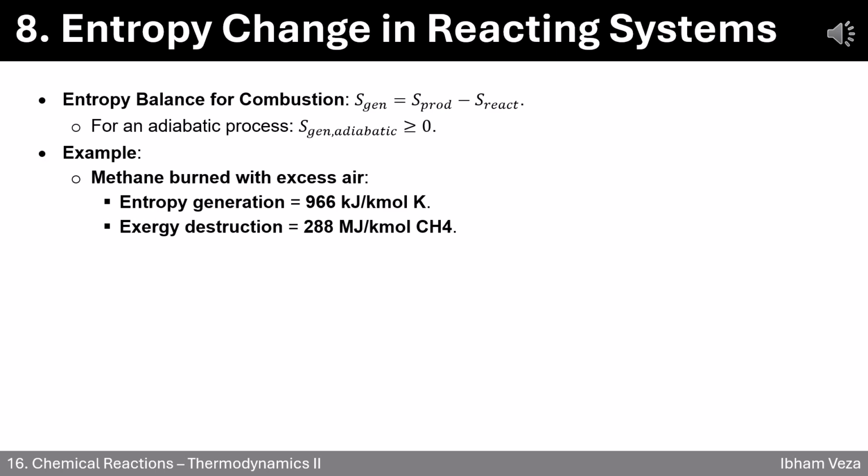8. Entropy change in reacting systems. Now we shift focus to entropy, a key measure of disorder and energy dispersion in reacting systems. For combustion processes, we use the entropy balance, which says that the entropy generated equals the entropy of the products minus that of the reactants. In adiabatic processes, where there's no heat loss, entropy generation is always greater than or equal to 0, reflecting the second law of thermodynamics.